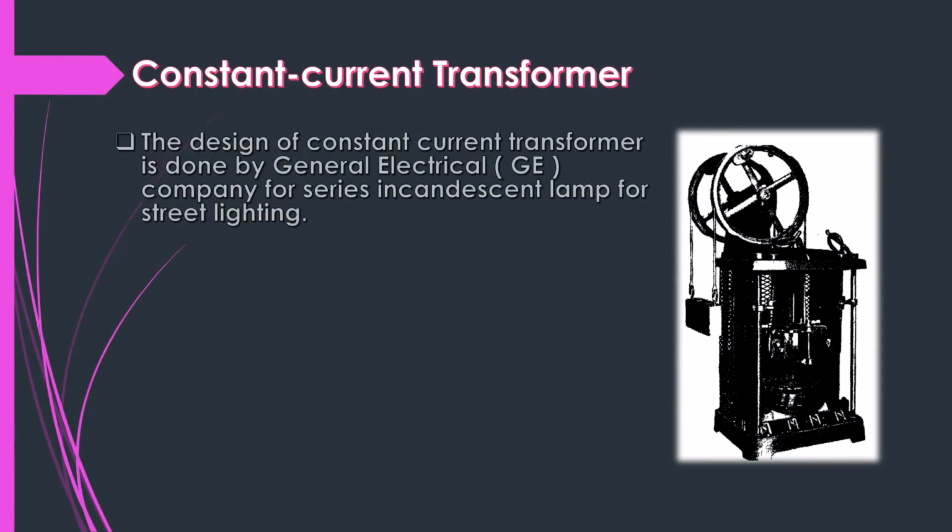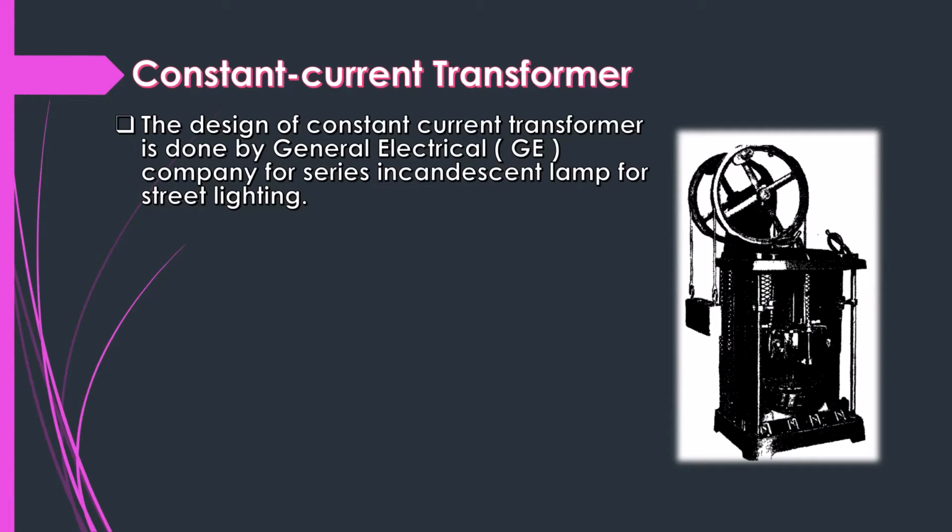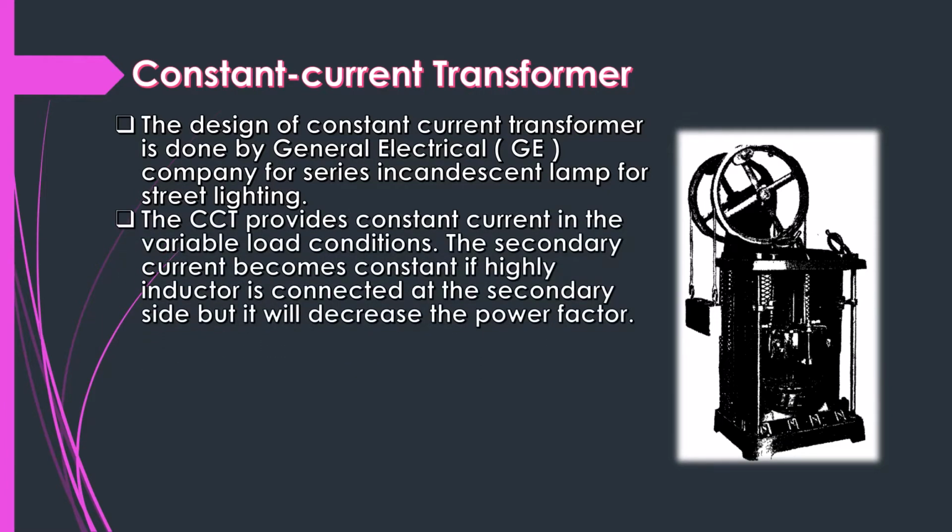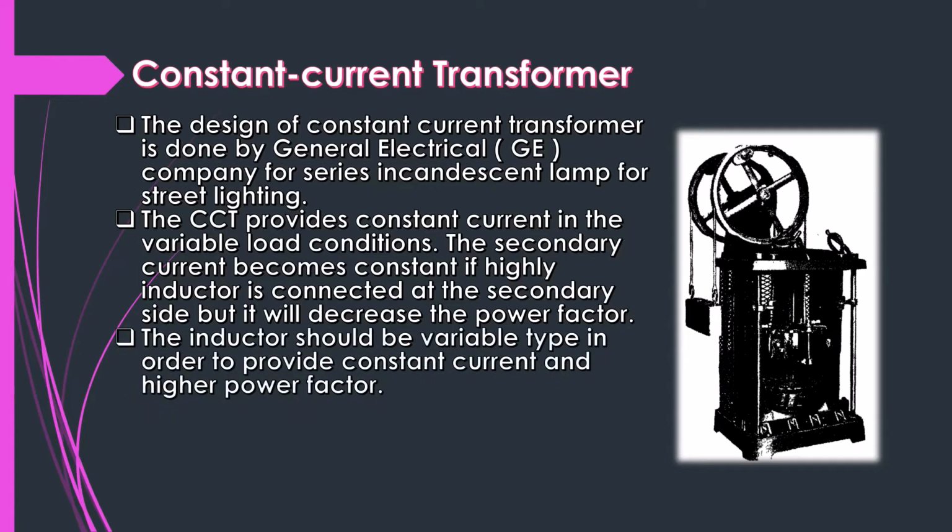Constant current transformer. The constant current transformer was designed by General Electric Company for series incandescent lamps for street lighting. The constant current transformer provides constant current in variable load conditions. The secondary current becomes constant if a highly inductive reactor is connected at the secondary side, but it will decrease the power factor. The inductor should be variable type in order to provide constant current and higher power factor. The figure on the side shows this type of constant current transformer.